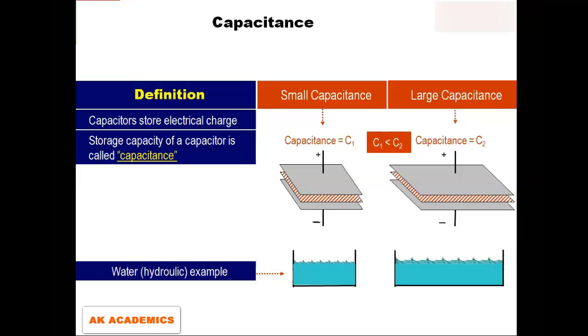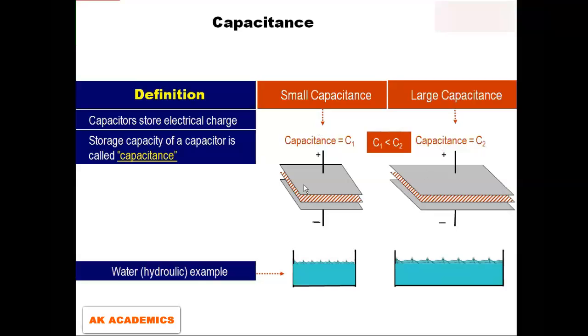Depending on the capacity, the capacity of a capacitor is usually referred to as capacitance. We have big capacitors and small capacitors. When they are big, it means they can store more charge, so they will have bigger capacitance. As you can see here, C2 has bigger capacitance than C1 because C2 is bigger than C1.